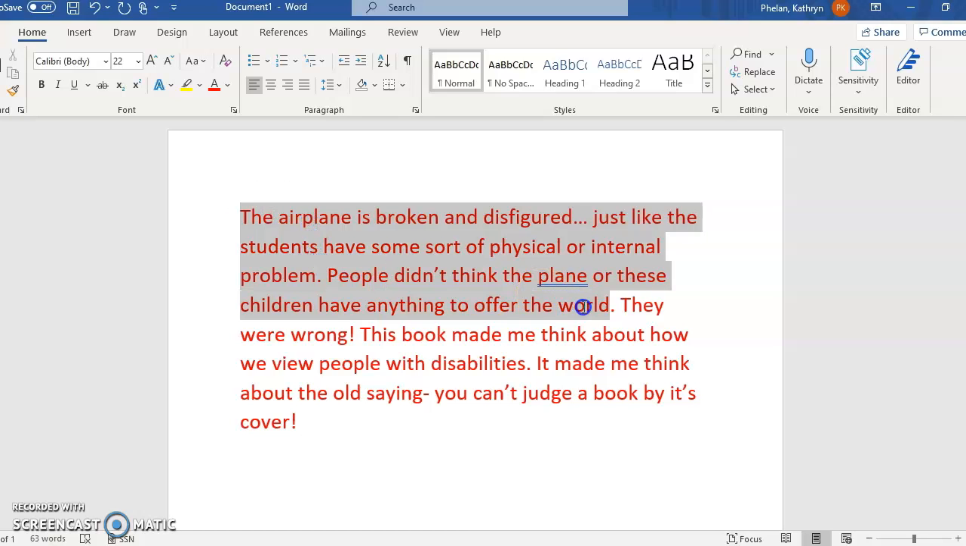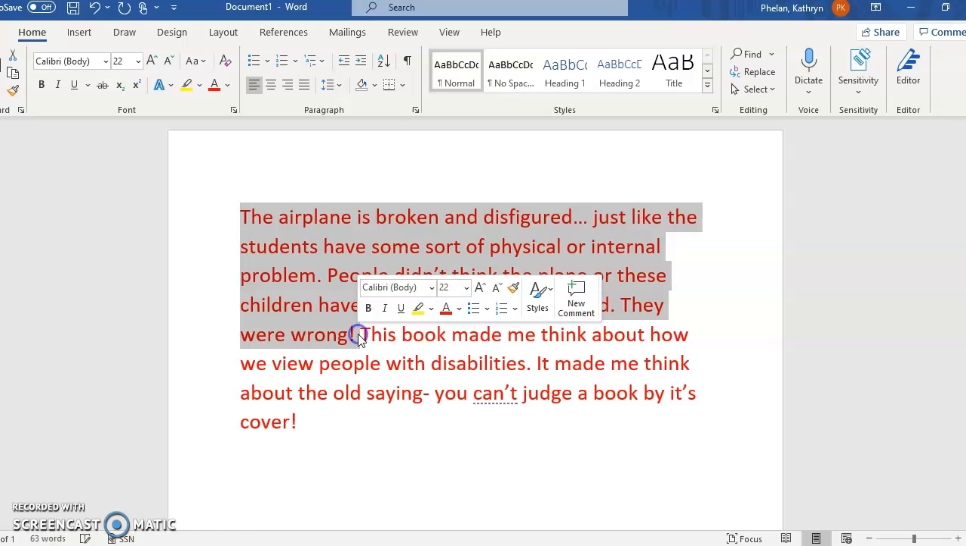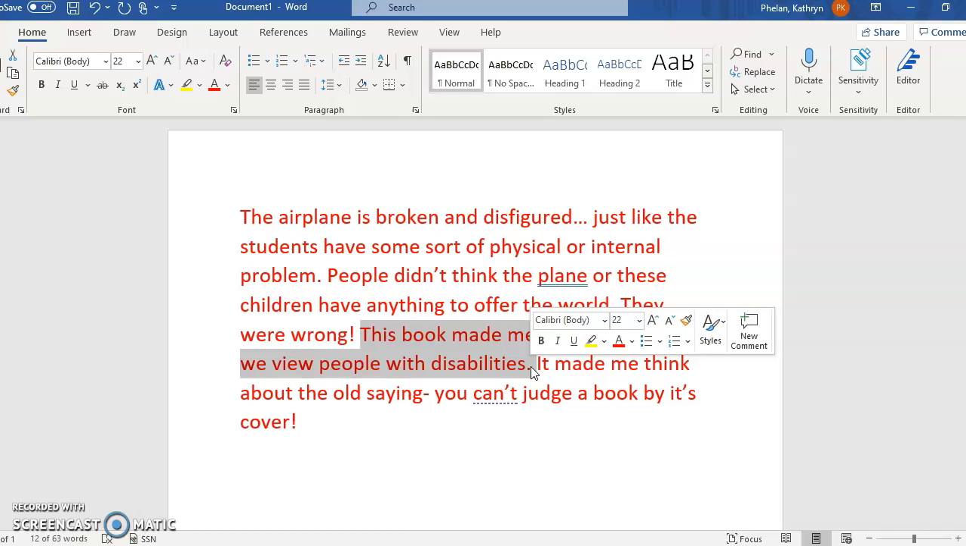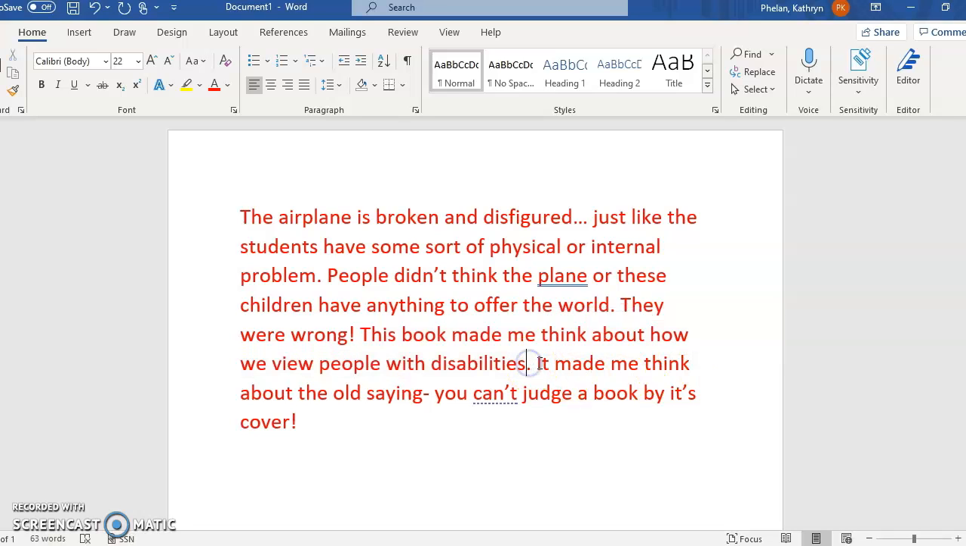Okay, so this was my explanation, my last box in my boxes and bullets restated. This was why it's important, or what it made me think about, or why I need to think about the topic. And then this last sentence would be my zinger. Okay, so there it is. The airplane is broken and disfigured, just like the students have some sort of physical or internal problem. People don't think the plane or these children have anything to offer the world. They were wrong. The book made me think about how we view people with disabilities. It made me think about the old saying, you can't judge a book by its cover.